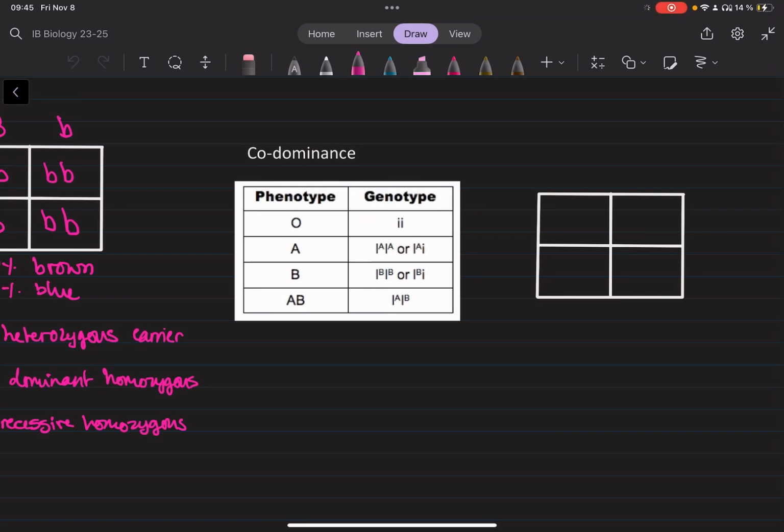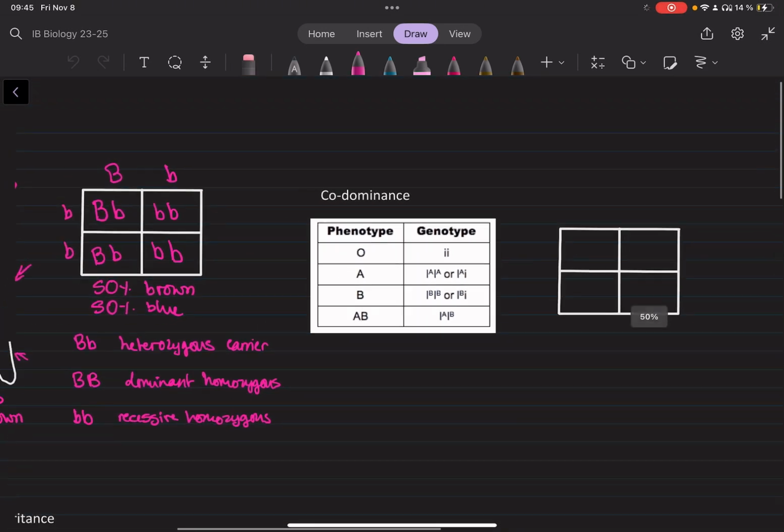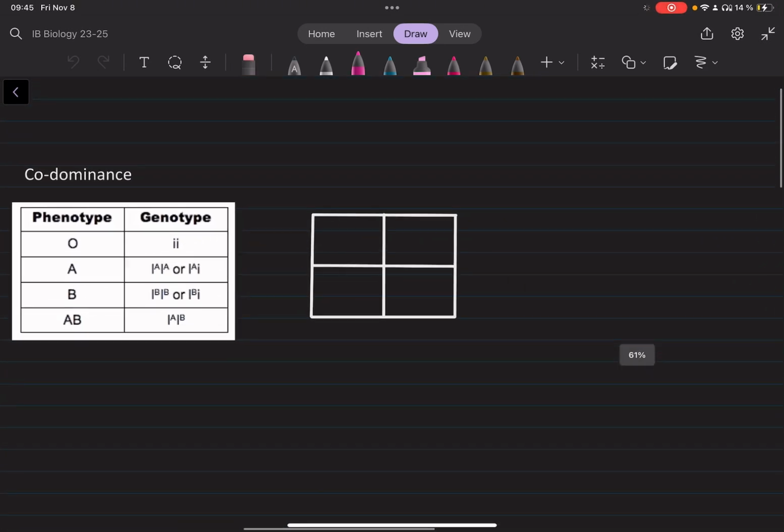But one thing that I have to mention before we get to codominance is that the notations for dominant and recessive alleles in blood type and in sex-linked traits are very specific. So before we get to codominance, I just want to talk about that.